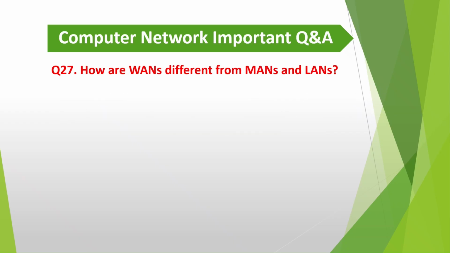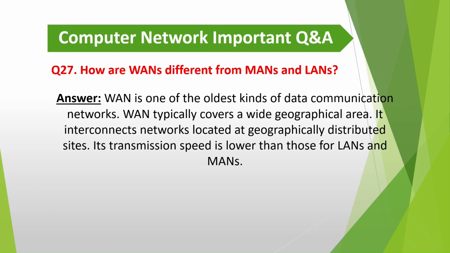Question 27. How are WANs different from MANs and LANs? Answer. WAN is one of the oldest kinds of data communication networks. WAN typically covers a wide geographical area. It interconnects networks located at geographically distributed sites. Its transmission speed is lower than those for LANs and MANs.